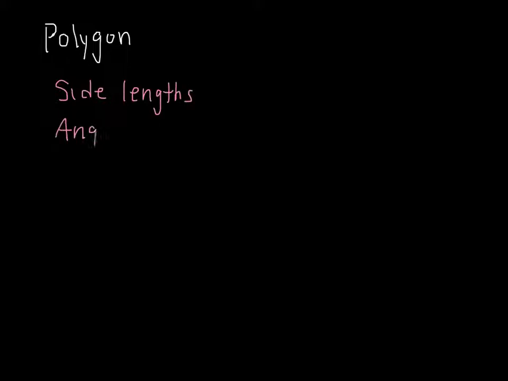We're going to talk about a few theorems of polygons in general. We can classify polygons based on some of their characteristics. Those characteristics primarily are the sides, or specifically the side lengths, and the angle measures. And these are some of the ways that we can describe a polygon.